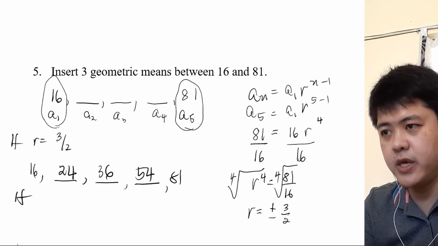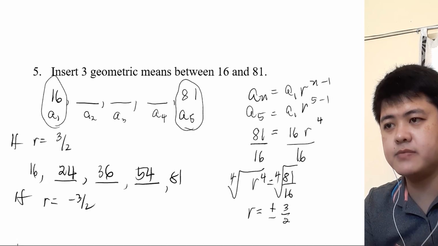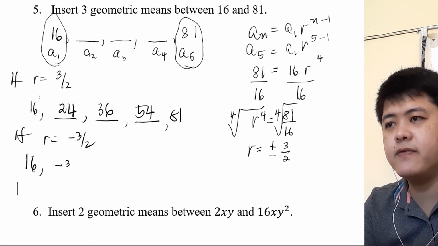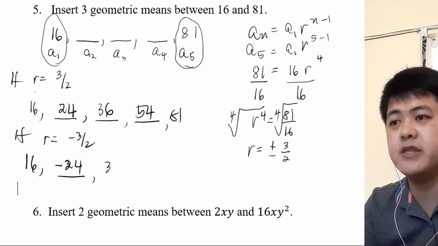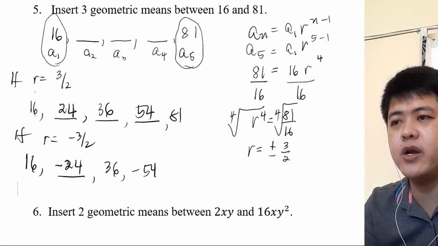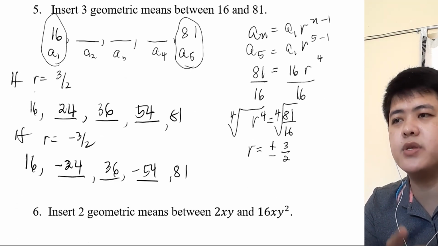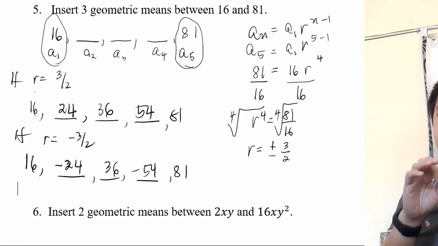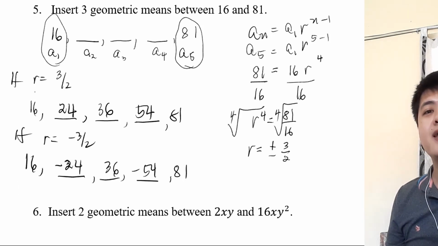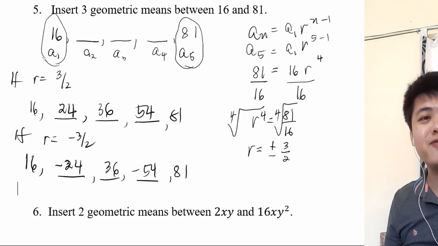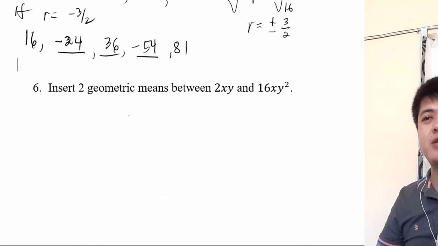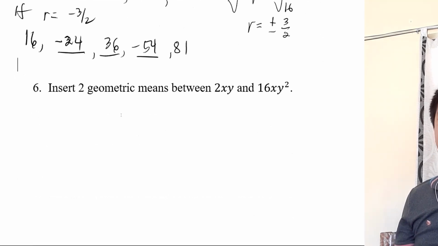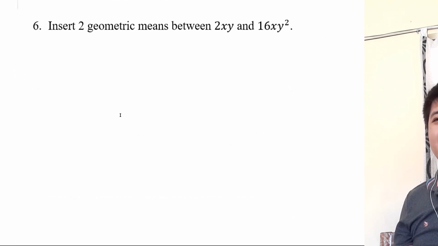Now, if R is equal to negative 3 halves, so making 16, then negative 24, positive 36, negative 54, and positive 81. Okay, so these are the two geometric sequences that you can form if you have to insert three geometric means between 16 and 81. Last number, you still have 4 minutes. Insert two geometric means between 2xy and 16xy squared.